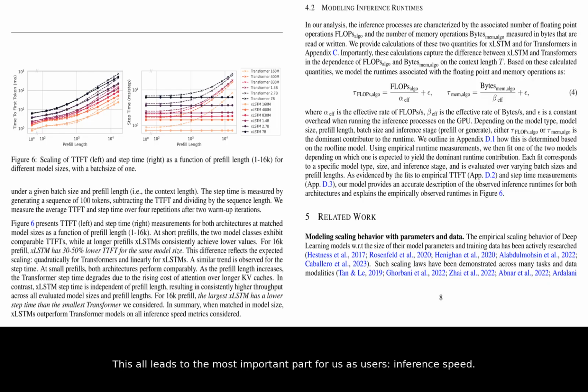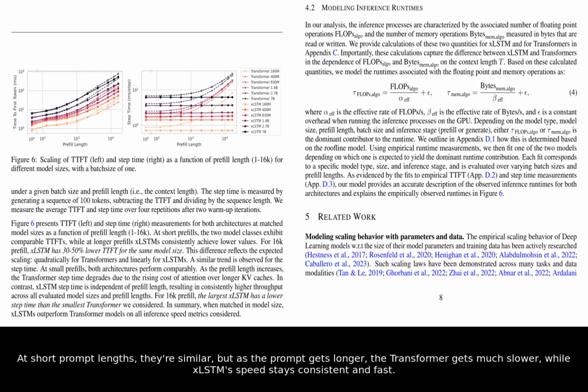This means xLSTM can maintain its full brainpower while reading a novel, whereas a transformer would struggle. This all leads to the most important part for us as users, inference speed. These charts show how long it takes to get the first word back and how quickly it generates the rest of the text. At short prompt lengths, they're similar, but as the prompt gets longer, the transformer gets much slower, while xLSTM's speed stays consistent and fast.